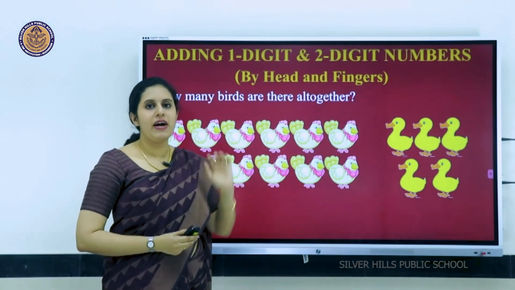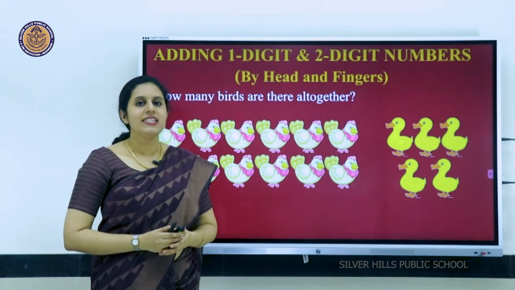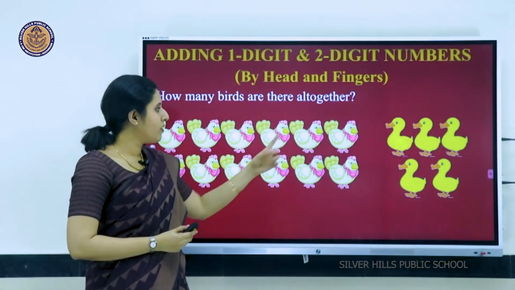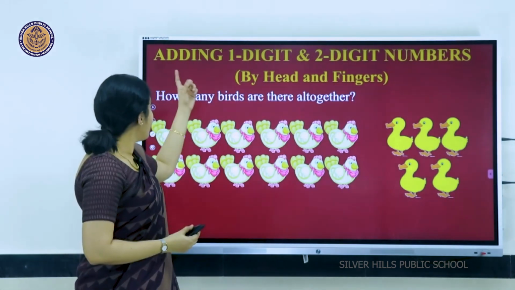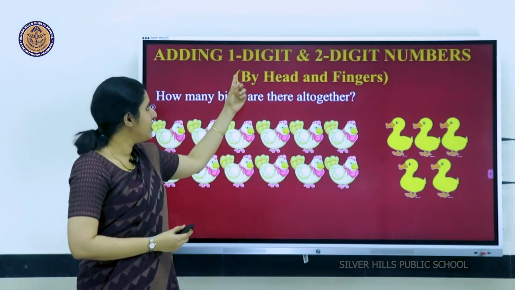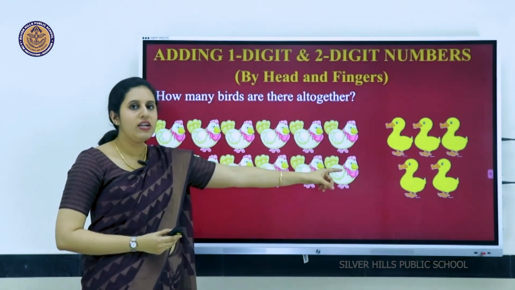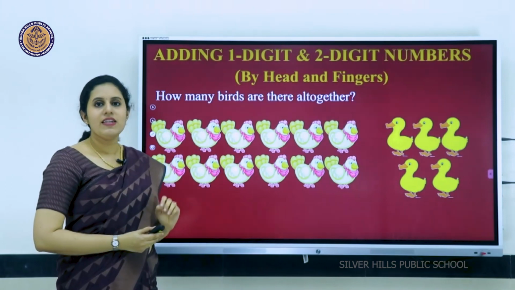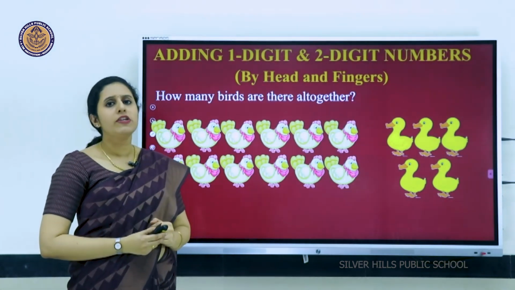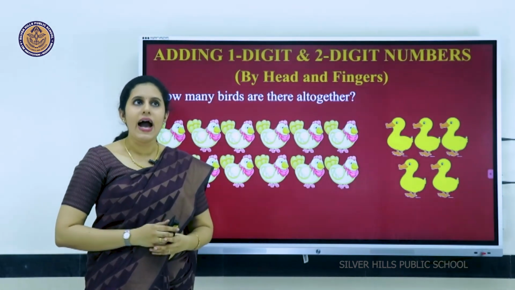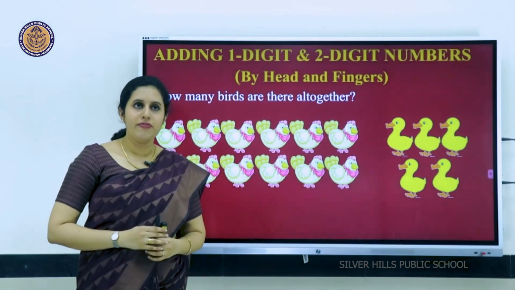12 and 5. Children, the number 12 is a, yes, it is a 2-digit number. How about the number 5? 5 is a 1-digit number. That is why the heading here, see, adding 1-digit and 2-digit number. So, one number here is 5, which is a 1-digit number. The other number here is 12, which is a 2-digit number. So, we are going to see how to add these two numbers, how to add 12 and 5.